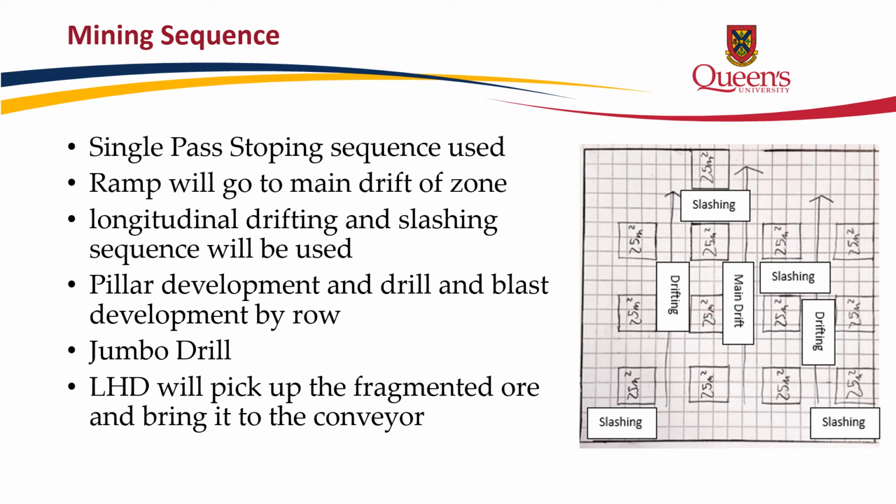A longitudinal drifting and slashing sequence will be used to develop the 40 meter by 40 meter room. Mining will proceed by first developing the pillar in the working area, drilling holes in the rock face in the row using a jumbo drill. Once the holes have been loaded and blasted, the LHD will pick up the fragmented ore and bring it to the conveyor.